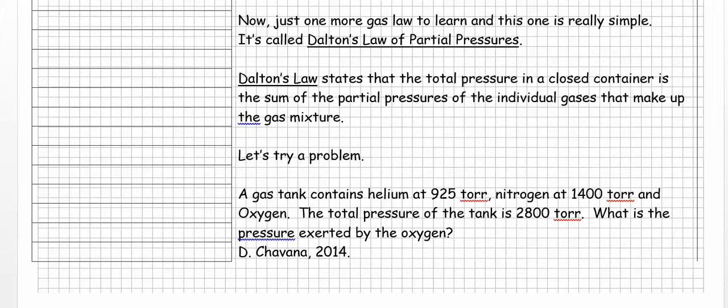In other words, if you had, for example, 3 gases in a tank, nitrogen, oxygen, and fluorine, I'm just making this up now, the total pressure is going to be the pressure exerted by the nitrogen plus the pressure exerted by the oxygen plus the pressure exerted by the fluorine. So if you want to know the total pressure, just add them up, and that's called Dalton's law. So now let's take a look at a problem involving Dalton's law.